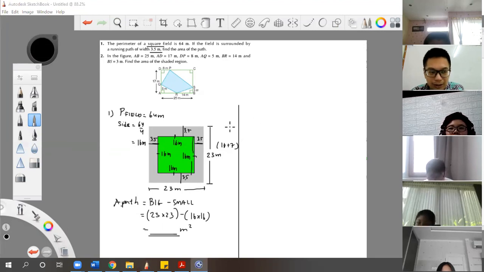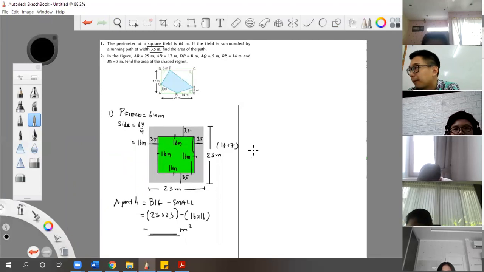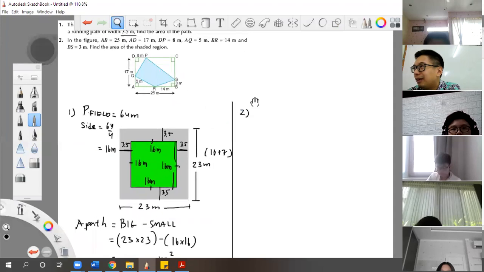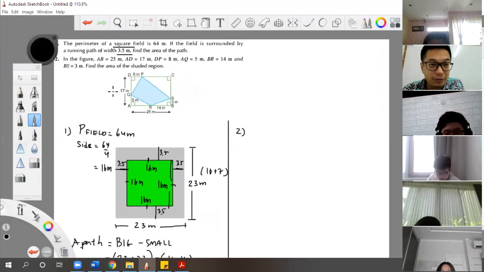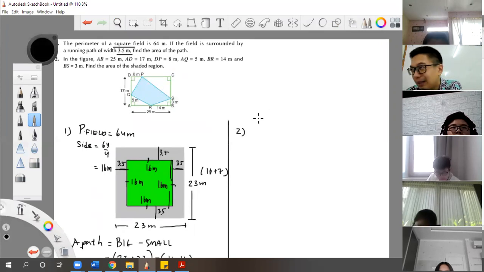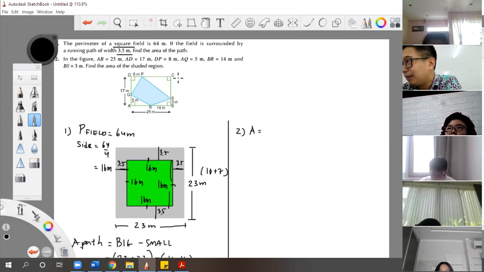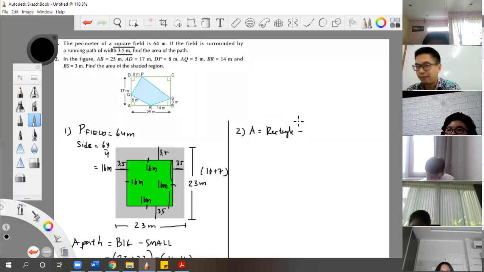Now, number 2. Kita bikin nomor 2. In the figure, blah, blah, blah. Find the area of the shaded region. What is the type of the region? No idea, right? Quadrilateral yang aneh. Tapi kita bisa lihat, area of the figure itu simple. Big area or ABCD, rectangle area, subtract 4 triangles. Benar ya?